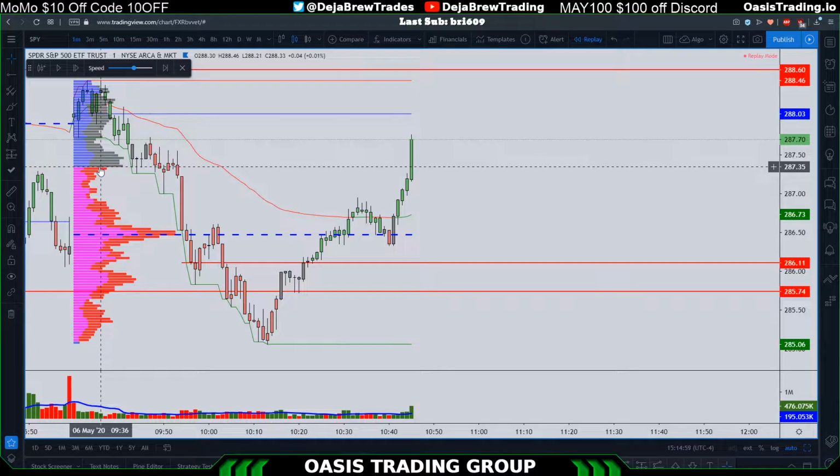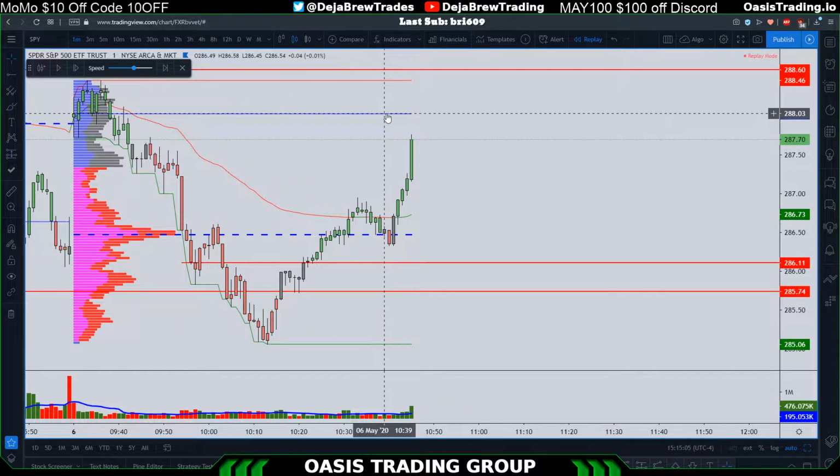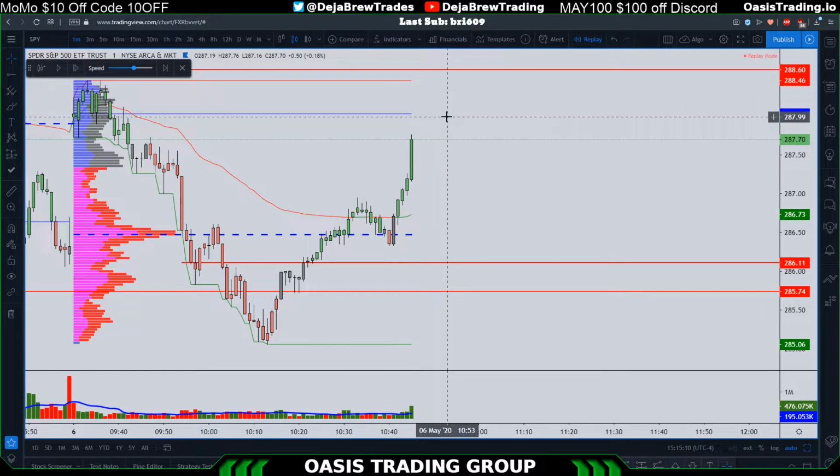So you want to watch for a couple things here. You want to watch for either a retest of the daily open. You see the daily open above us. A retest of the high of day. Those are your two levels above you.